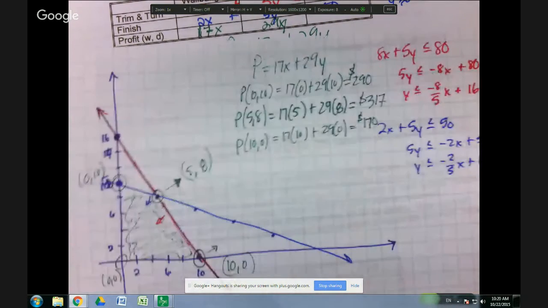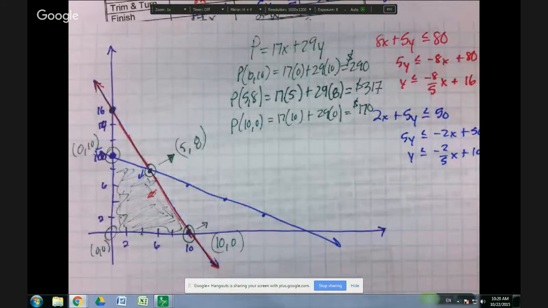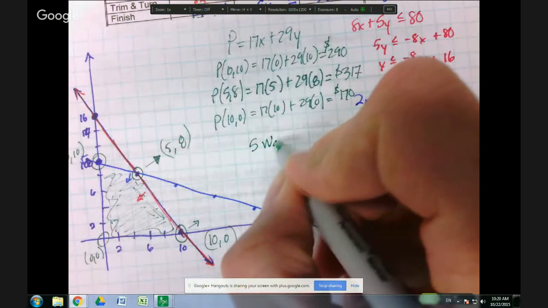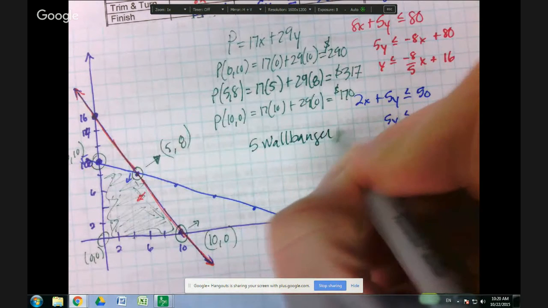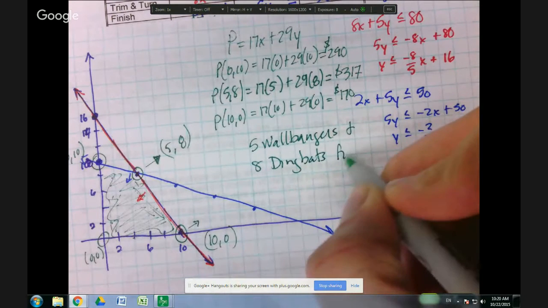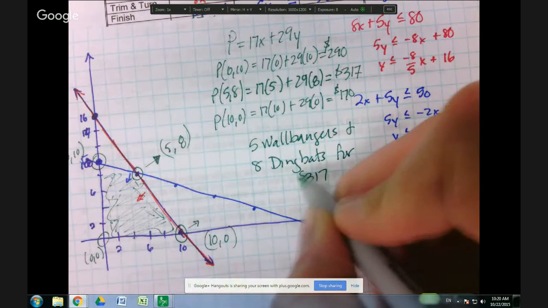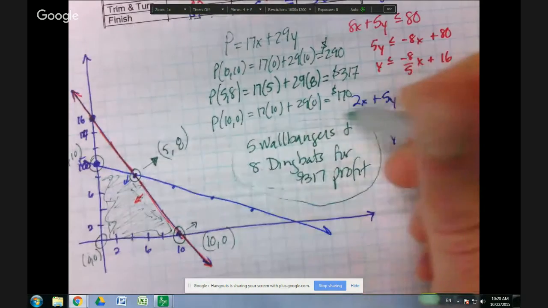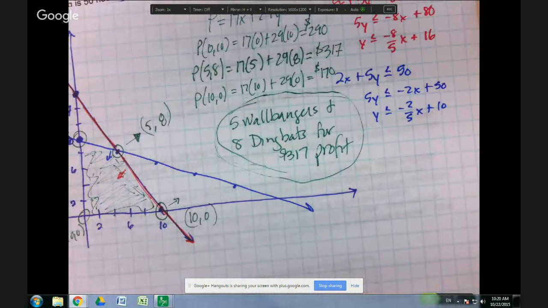Okay, so where am I going to make the best profit? How many Wallbangers and how many Dingbats? 5 what? No, we don't need a minimum here because we're trying to maximize profit. All we need is the maximum. 5 and 8.